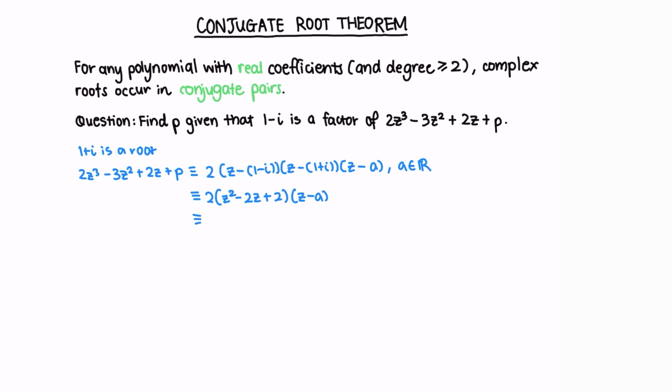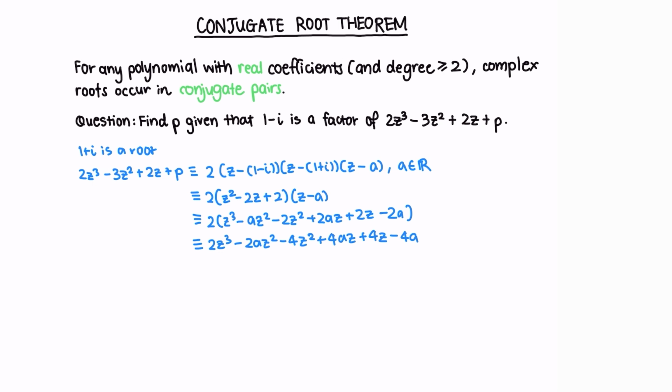Alright, now we have no choice but to do our simple rainbow expansion. So we take 2z cubed minus az squared minus 2z squared plus 2az plus 2z minus 2a. And then we have our final simplification where we multiply the 2 in. So remember, we want to find p. P in this case, the constant term, we'll get that p equals negative 4a. So that means we also need to find what a is.